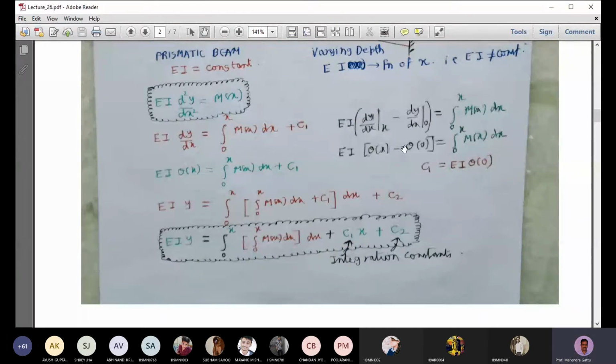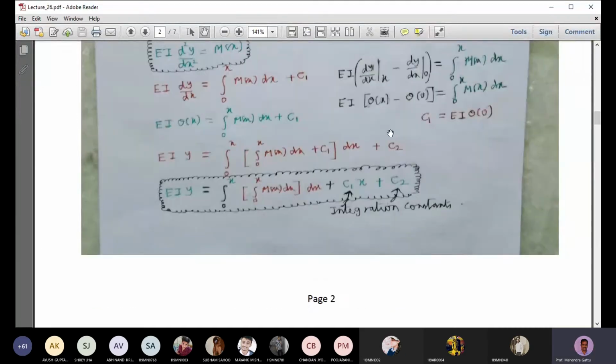So what we can do, we can send theta of 0 to the right hand side. So if you compare this equation with this equation, we'll get the relation that c1 is equal to EI theta of 0. Okay, so that constant is EI times that theta of 0. But anyway, that was a digression from the main derivation, so we'll come back to this derivation here.